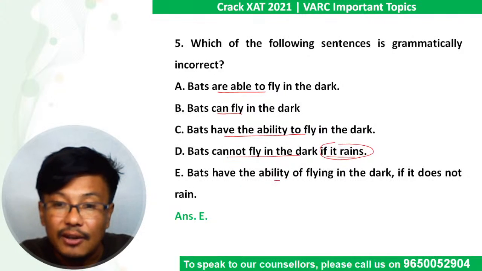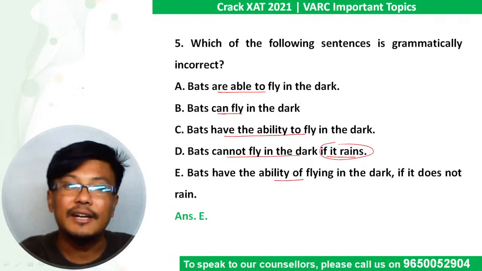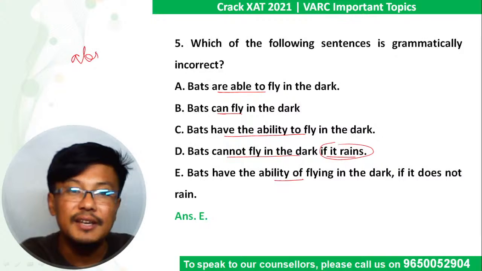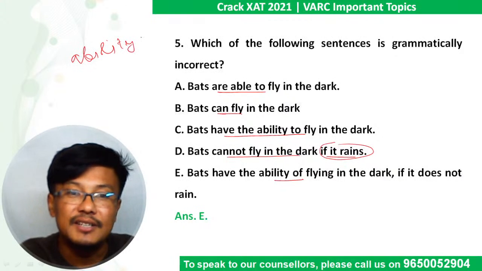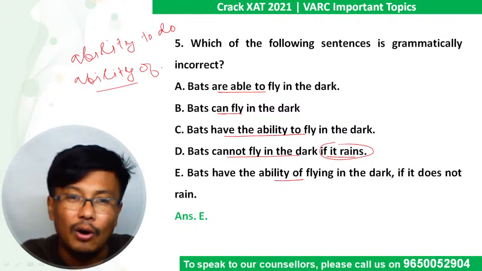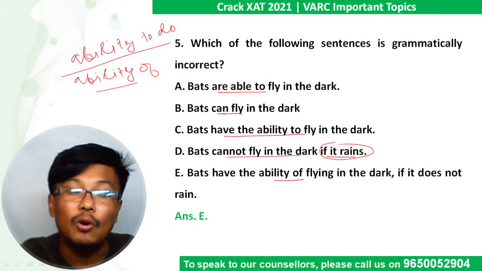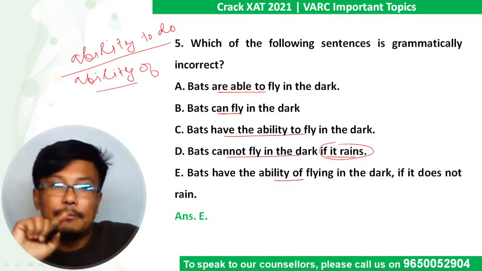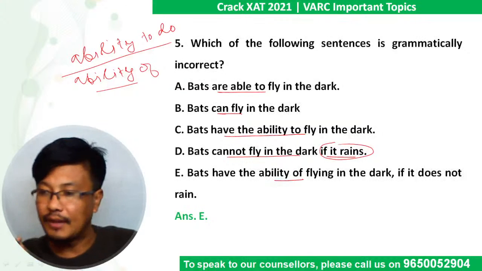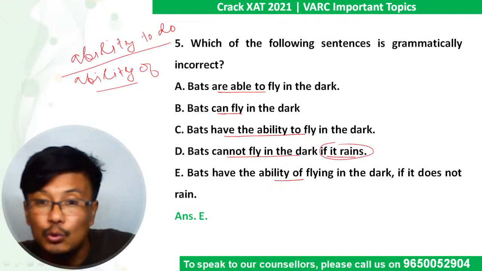Have the ability of, this is what is wrong, right? If I say the ability, look at the difference. Ability to do something, right? I cannot write it like ability of. If I say ability of, it looks like the ability of a person. It looks like somebody's ability, right? So it should be ability to do something.